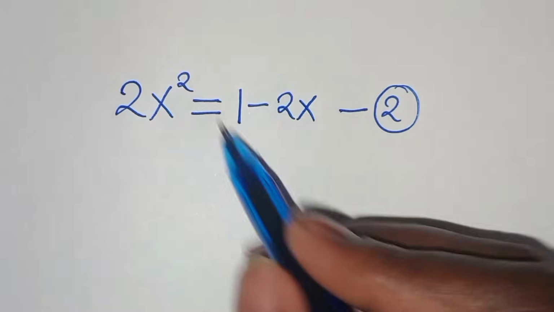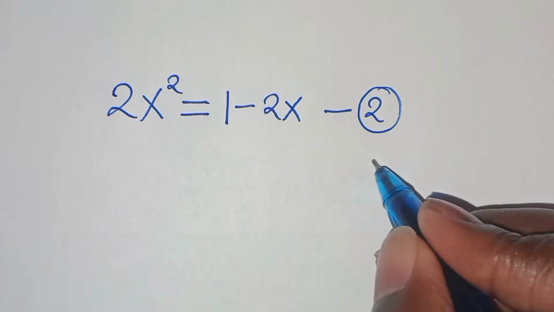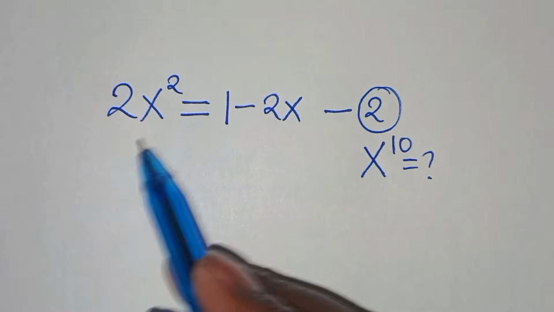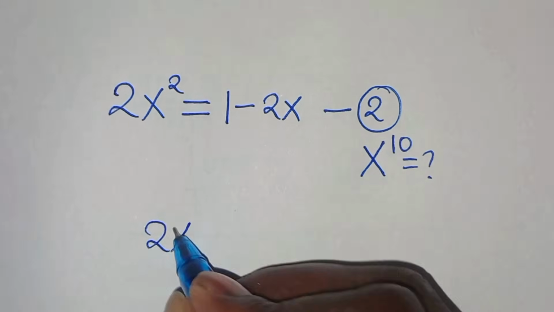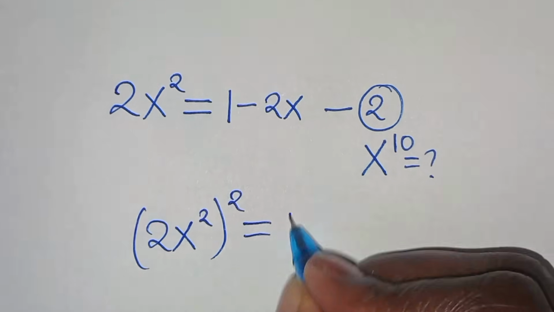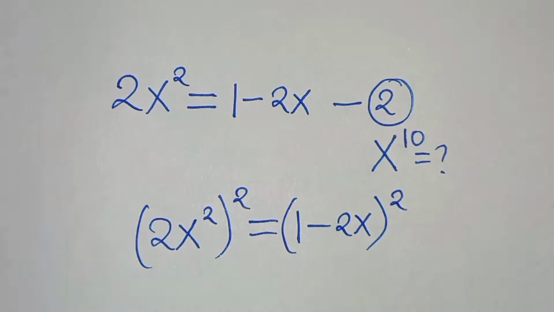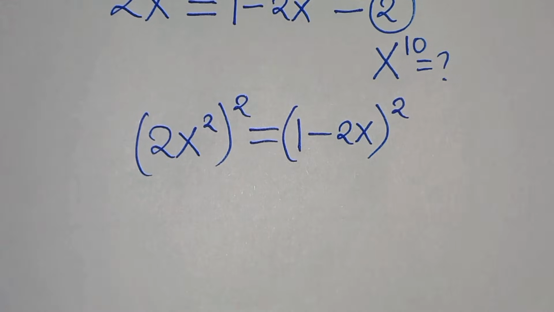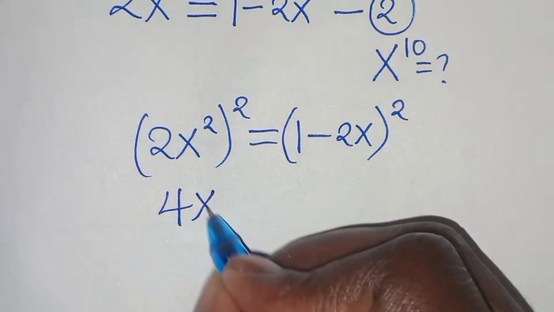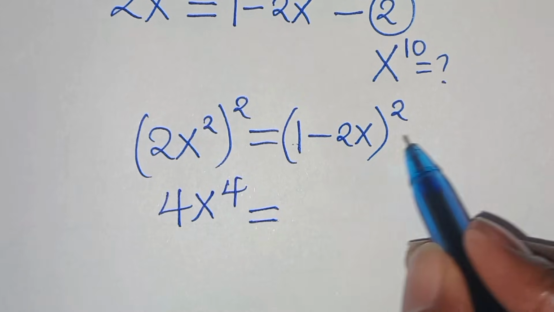Now we have 2x squared equal to 1 minus 2x. This is equation 2. But remember, we have to solve x to the power of 10. So let's continue to expand this. We have 2x to the power of 2 raised to the power of 2, which is equal to 1 minus 2x raised to the power of 2. So here we have 4x to the power of 2 times 2, which is 4. And this is equal to, now let's expand this.